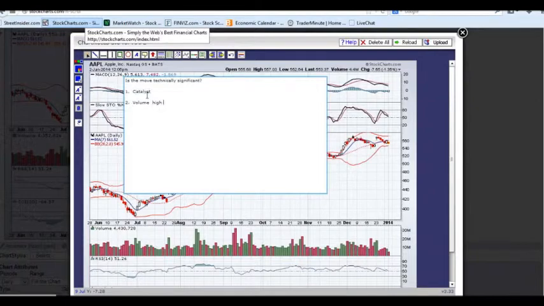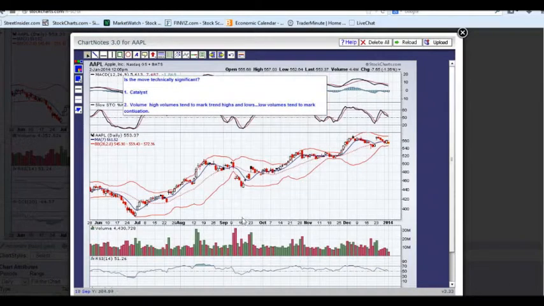High volumes tend to mark trend highs and lows, or breakouts, different things like that. Whereas low volumes tend to mark continuation.